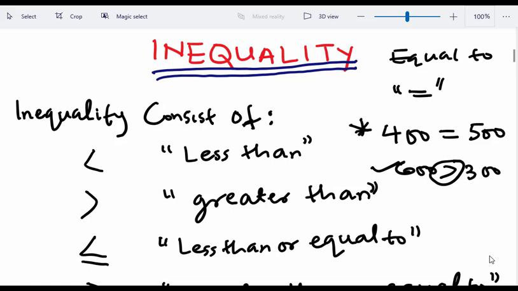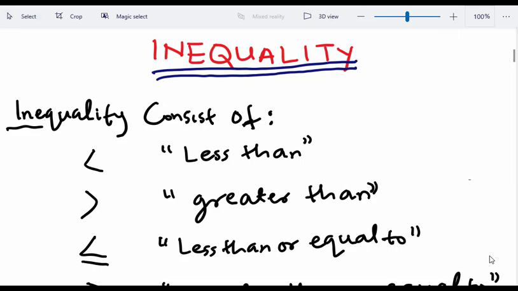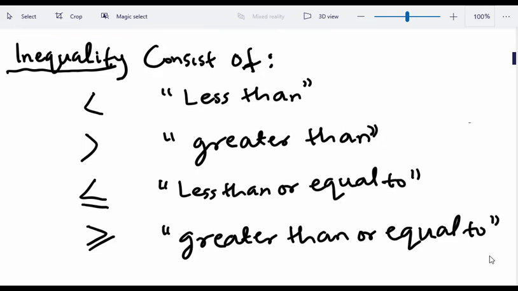That does not mean we should mock or make jest of the equality sign. It's just that the equality sign cannot take care of them. We have to appreciate the signs that can take care of them, and those signs are inequality signs. So let me come here and get rid of this. Now, if you pay attention to this line, we say inequality consists of the following signs. We have here this sign known as less than. This is greater than. This is less than or equal to. And this is greater than or equal to.